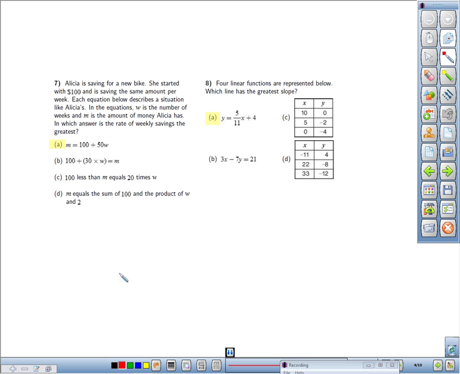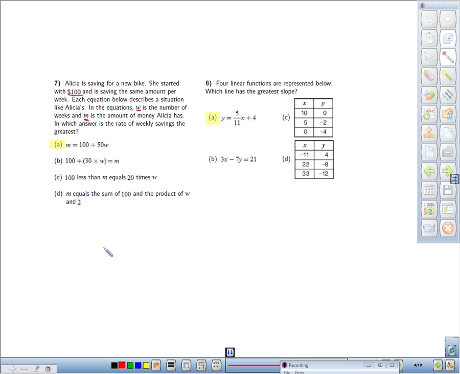Number 7. All right, well, let's read this one and see which of these options makes the most sense. It says, Alicia is saving for a new bike. She started with $100 and is saving the same amount each week. Each equation below describes a situation like Alicia's. In the equations, W represents the number of weeks, and M is the final amount of money that she has. Which of these answers is the rate of the savings the greatest?